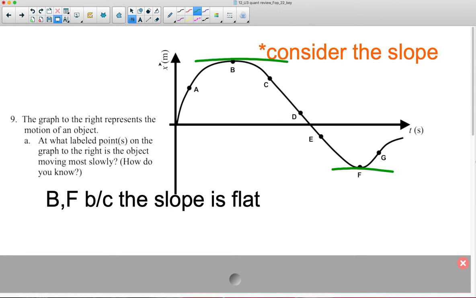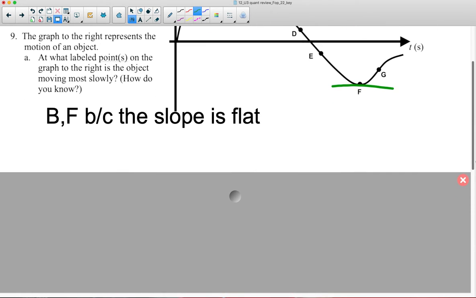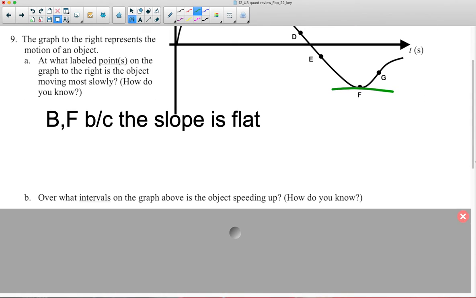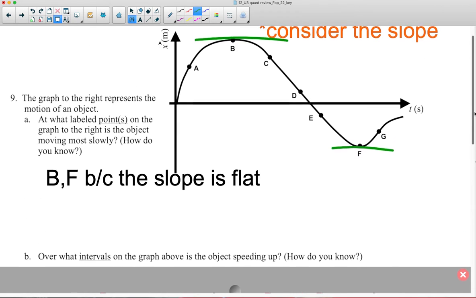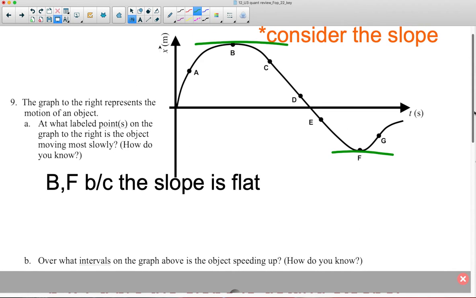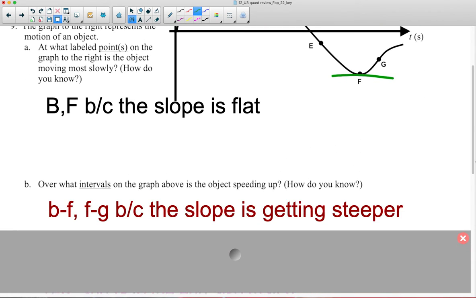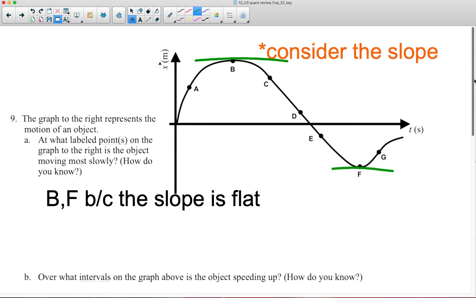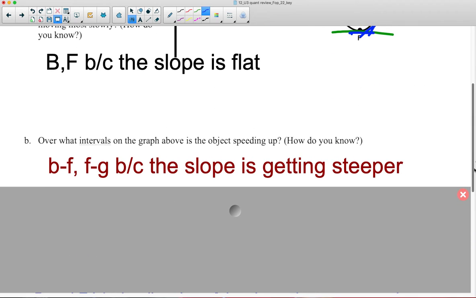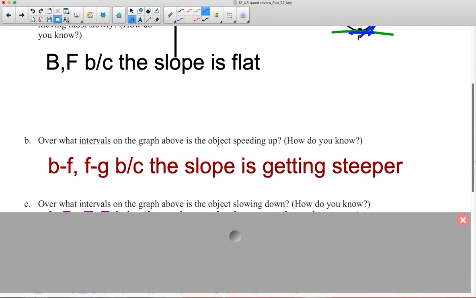Next, we've got over which points is the object speeding up, and how do you know? Well, we're going to want to find places where the slope is getting steeper. If at B we're stopped, right after that we're moving a little, so the velocity had to have changed. So we're looking for spots like B, where the line is flat, and then we have a bigger and bigger slope. So from B to C, and the other place is from F to G, the slope is getting steeper as well.